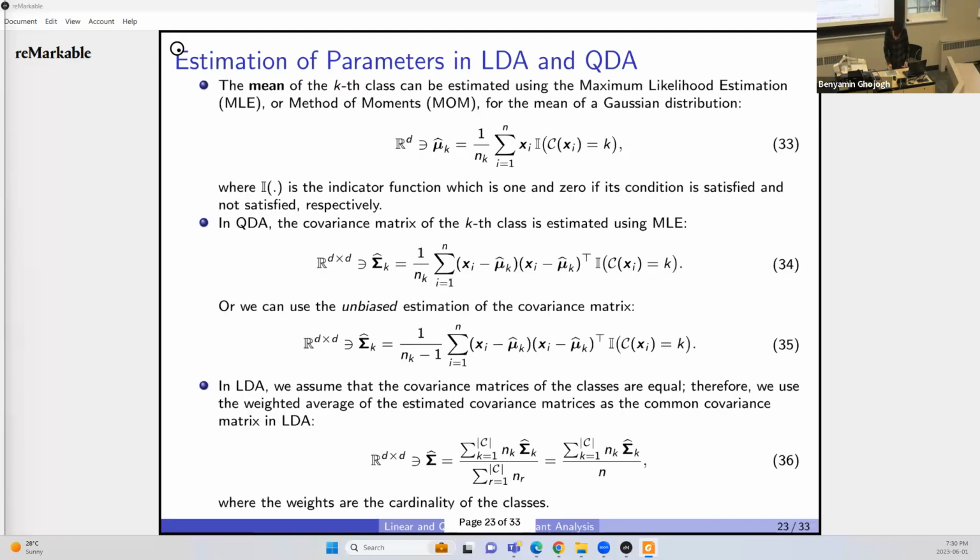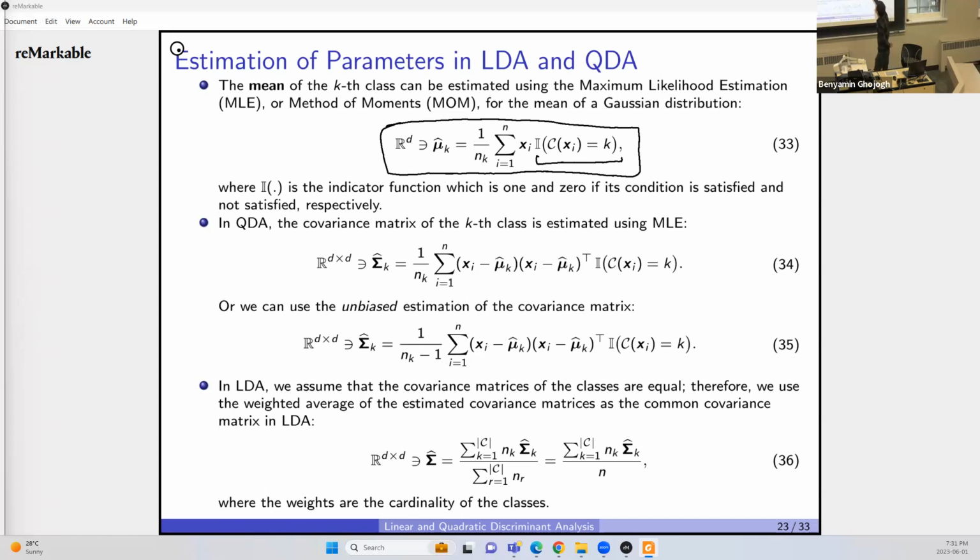The mean of the class can be estimated by the sample mean of the class. This is an indicator function, meaning that the point xi belongs to the class k, okay? So c of xi means the estimated label of xi, and k is the label of that class, the kth class. By this indicator function, we see whether xi is in the class k or not. And then what does this do? It sums all of the points in the kth class, right?